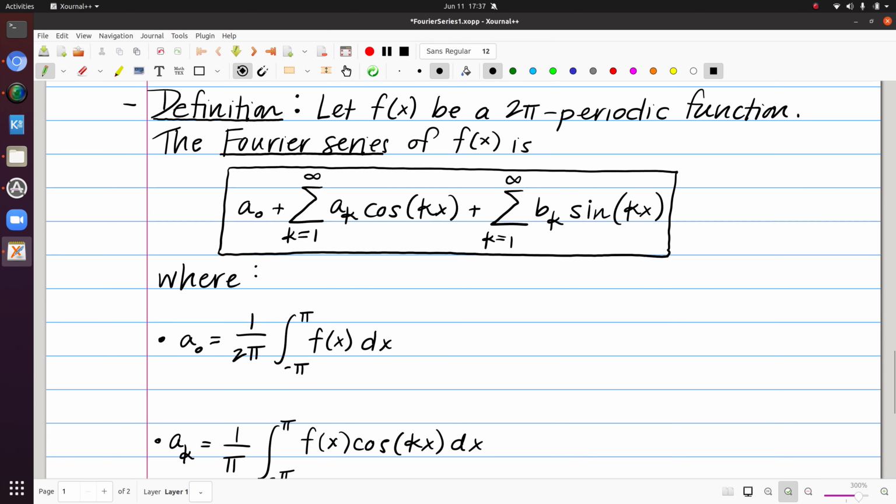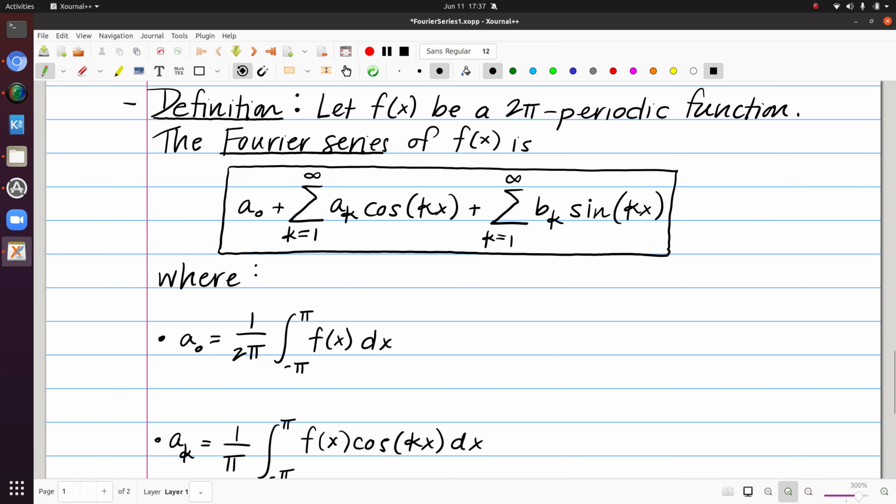So the last thing I'll put in this video is our definition of the Fourier series for a function f of x that's 2π periodic. So the series is going to be what I've boxed here: a constant term a sub 0 plus a sum of cosine terms a sub k times cosine of kx, plus another sum of b sub k sine of kx.